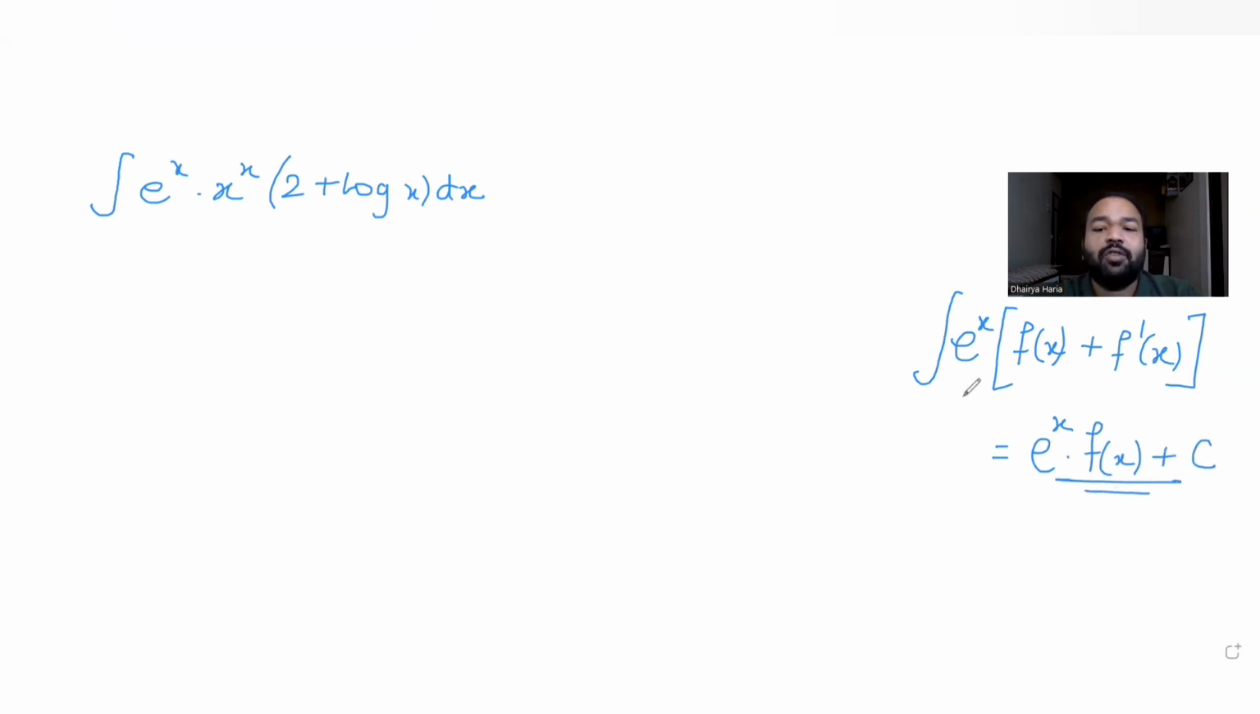So let's find out first if I can write this function, apart from e raised to x, as a function plus a derivative of that function. Apart from e raised to x, I have one more function, which is x raised to x. So first of all, let's understand what we get as the derivative of x raised to x. I'll do that on the other page. So, x raised to x.